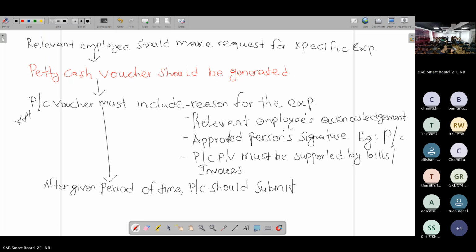So first thing, he must submit the bills. Out of the 10,000, he will not spend the entire thing. Let's say he has spent 8,000. So first he should give the bills related to the 8,000 along with the payment vouchers. Payment vouchers plus bills he should submit to the accountant. And 2,000 remaining balance is there.